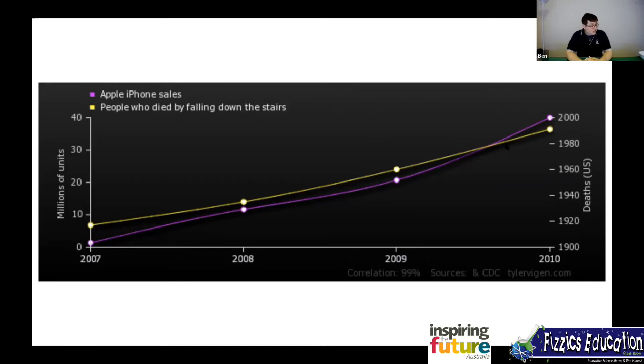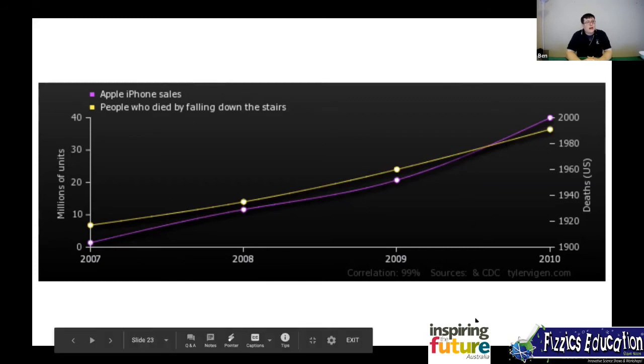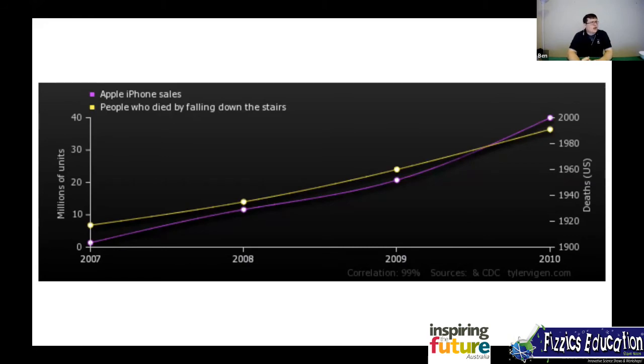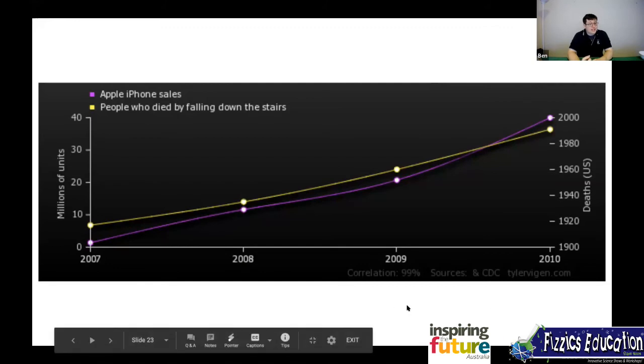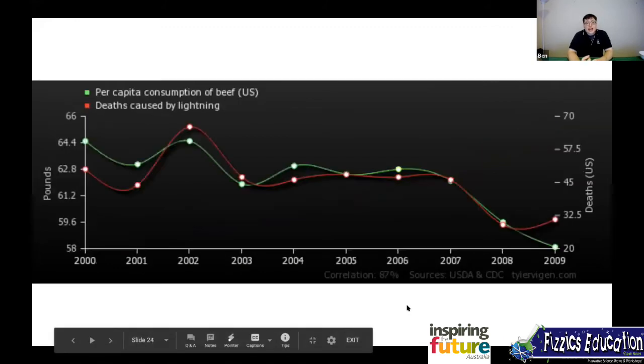There are other phones too, right? I mean, people were falling down the stairs long before iPhones came along. So this correlation, it looks right, but we probably know they're not actually related, okay? So you've got to be really careful when you look for correlations that you don't just find two numbers that look right. You have to be able to understand how they would correlate. And in this case, I don't think one would cause the other. Okay, let's go to the next slide.